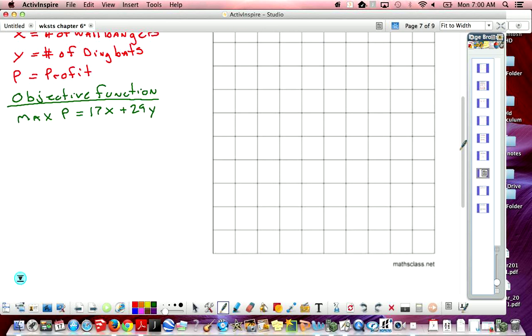So now the question becomes, what's stopping us from making an infinite amount of baseball bats? Our constraints. Okay. So, I know some of you like to right away just say, all right, well, I can't make negative bats, so x and y have to be greater than or equal to 0. If you prefer to start with those two, by all means.